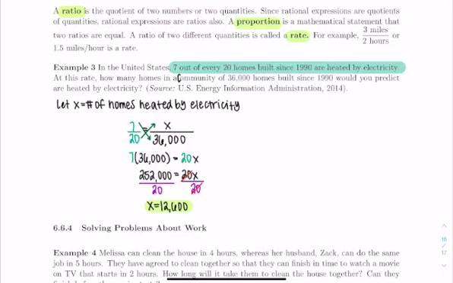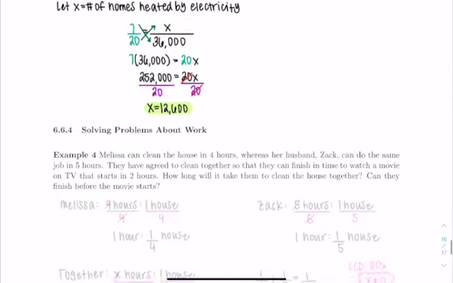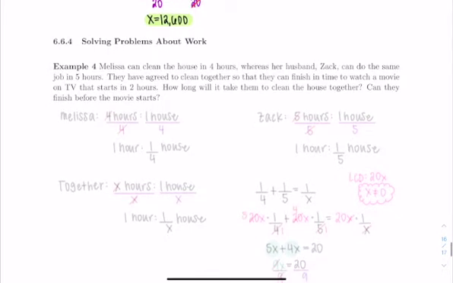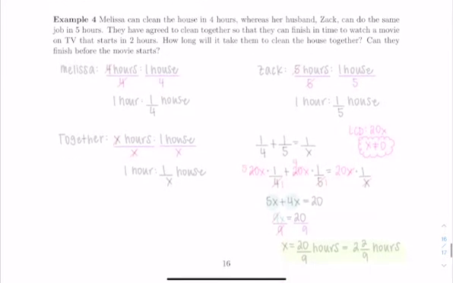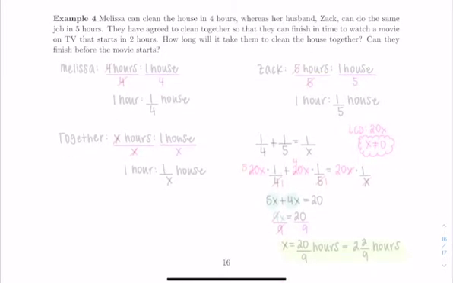And we have one more. So this is solving problems about work. Melissa can clean the house in 4 hours, whereas her husband Zach can do the same job in 5 hours. They have agreed to clean together so that they can finish in time to watch a movie on TV that starts in 2 hours. How long will it take them to clean the house together, and can they finish before the movie starts?